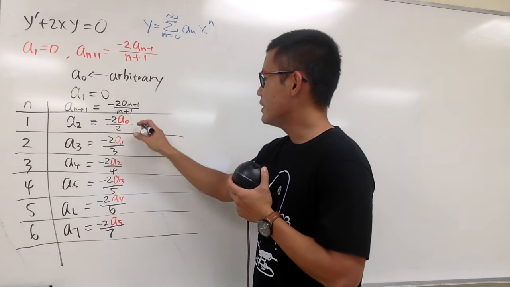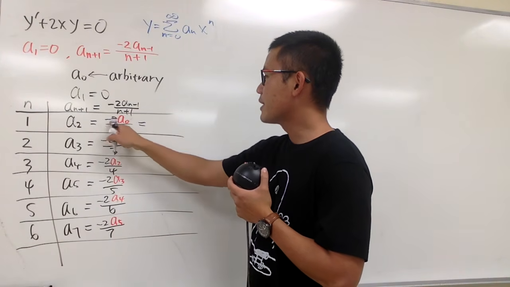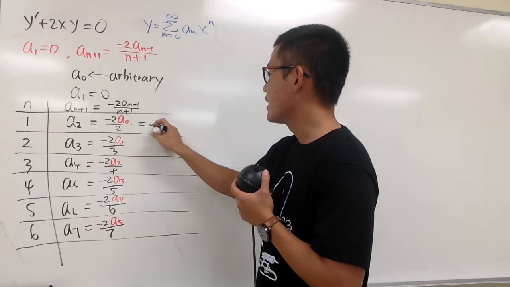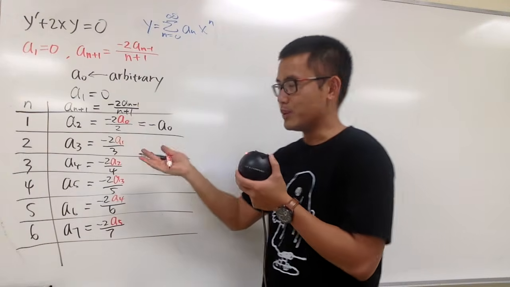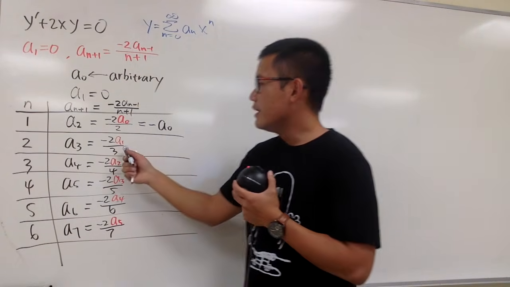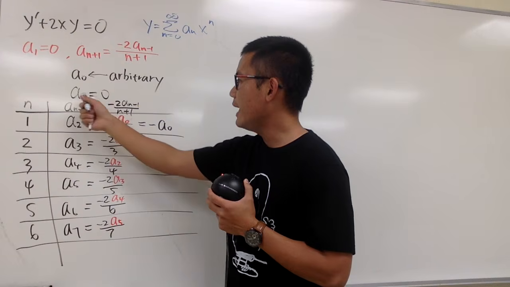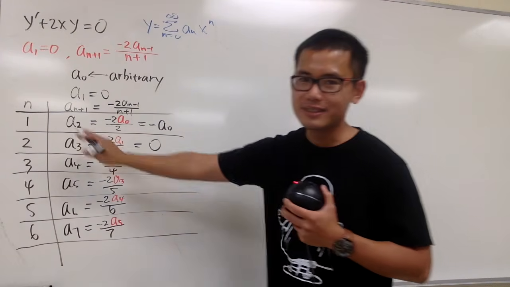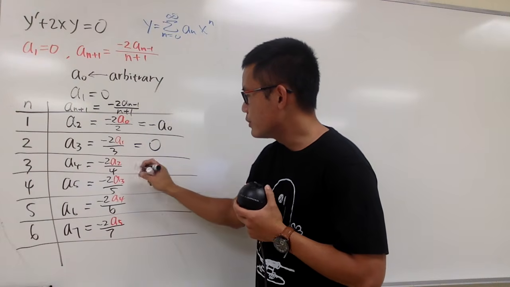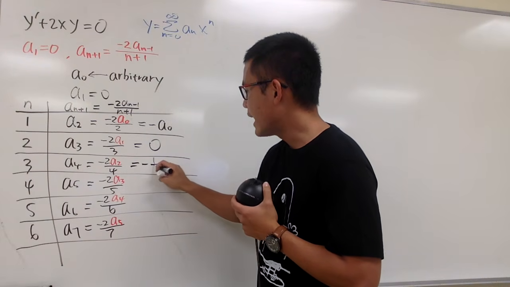Okay, so let's see if we can simplify anything. This right here, 2 and 2 cancel out. Of course, we will just have negative a0. And a0 is arbitrary, so you will just keep it as how it is. This one is excellent because we know a1 is equal to 0, so this is just going to be 0, right? So we don't need to worry about this. Next one, we can reduce this. This is going to be negative 1/2.